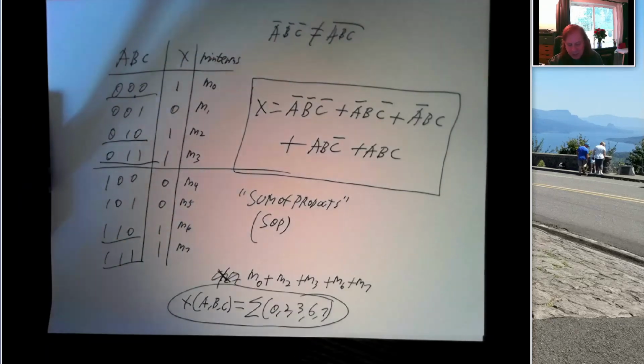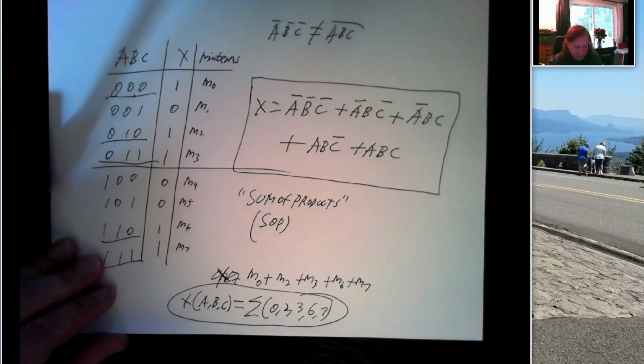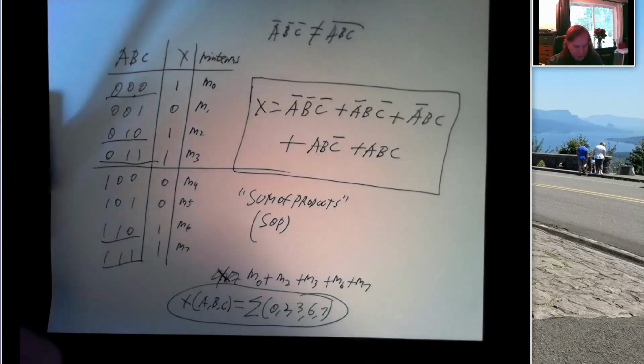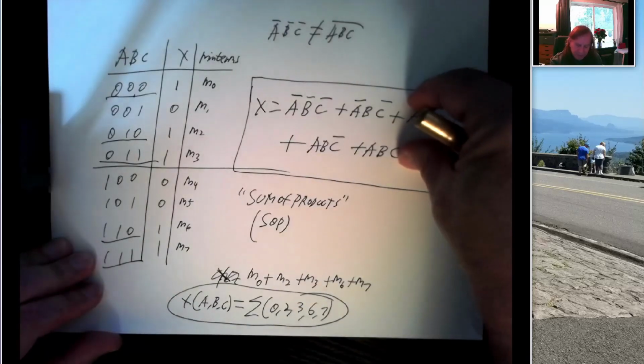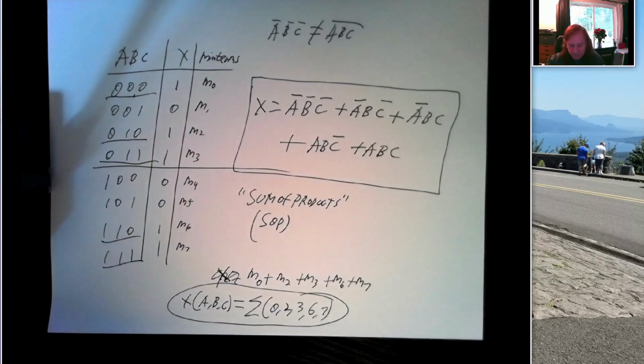So there are lots of practice questions to give us some practice going between truth tables, Boolean equations, sums of minterms, and this compact form.